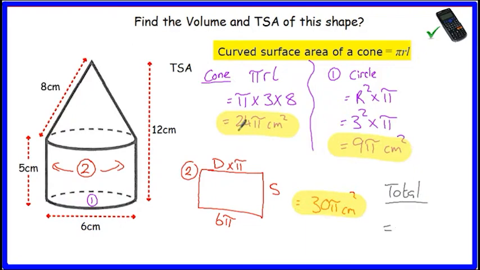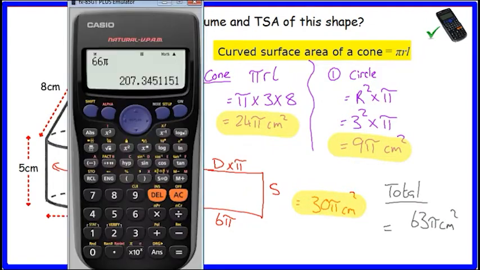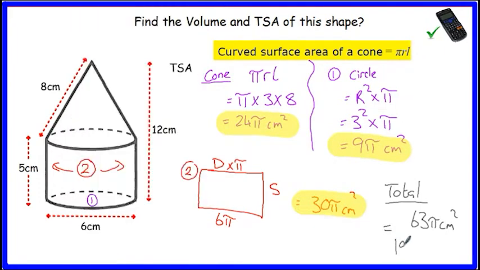So 24 plus 9 plus 30, 63 pi centimeters squared, or if you have worked it as a decimal, 197.92 to 2 decimal places. That's the style of question.